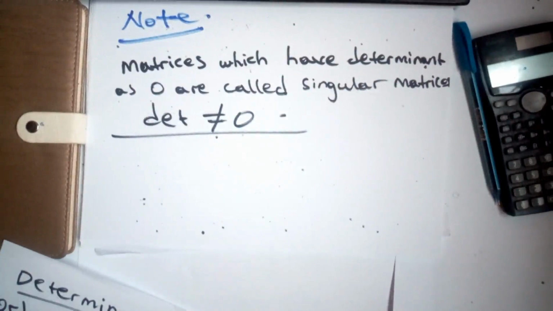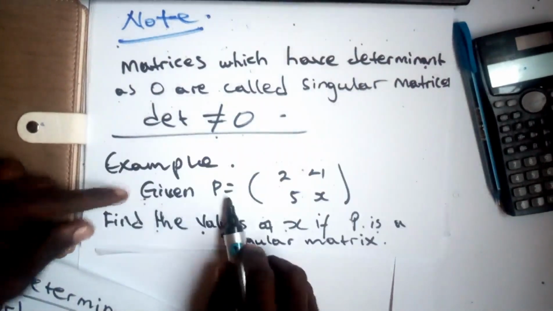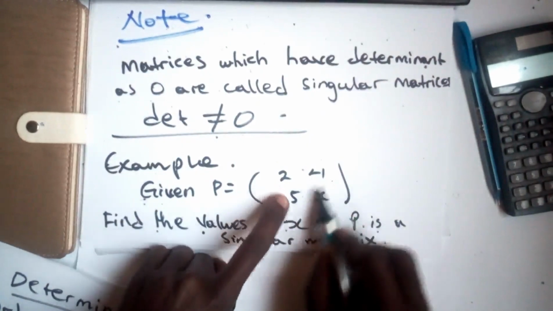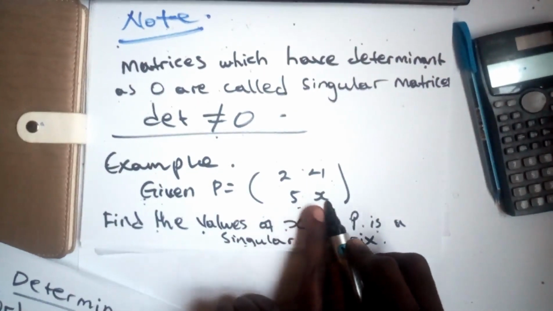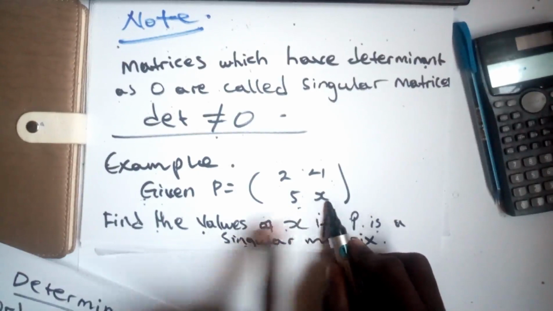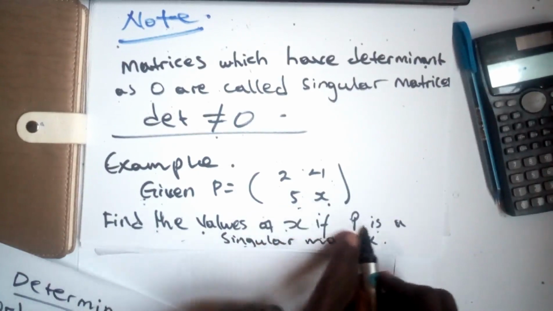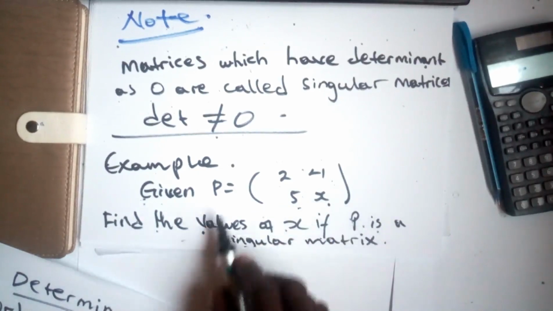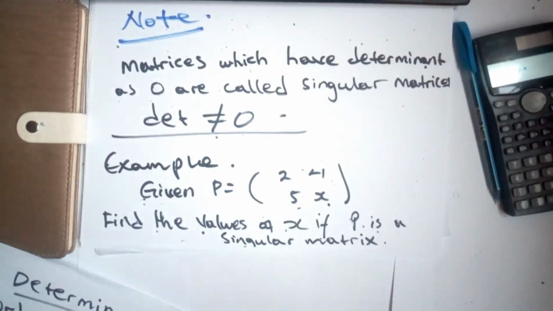Let's have an example to demonstrate that. How can we apply this information in real mathematics? Given matrix P is equal to 2, 4, 5, x. Find the values of x if P is a singular matrix. So P is a singular matrix. What comes to your mind?